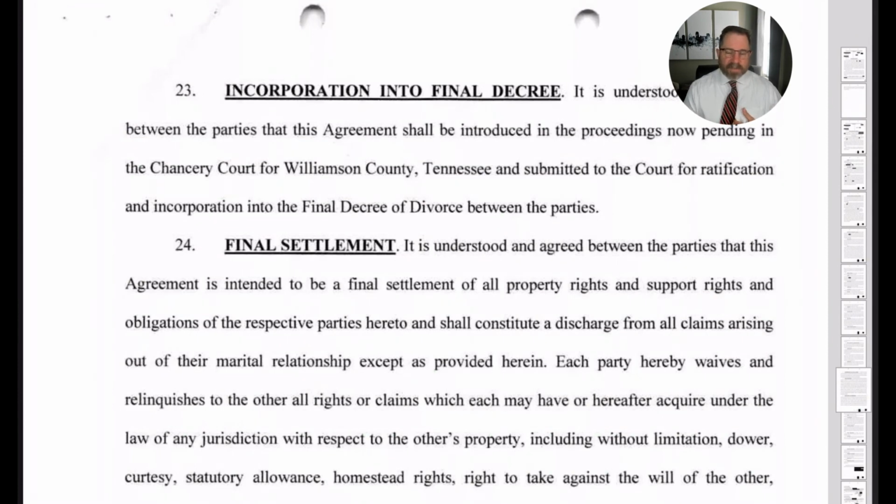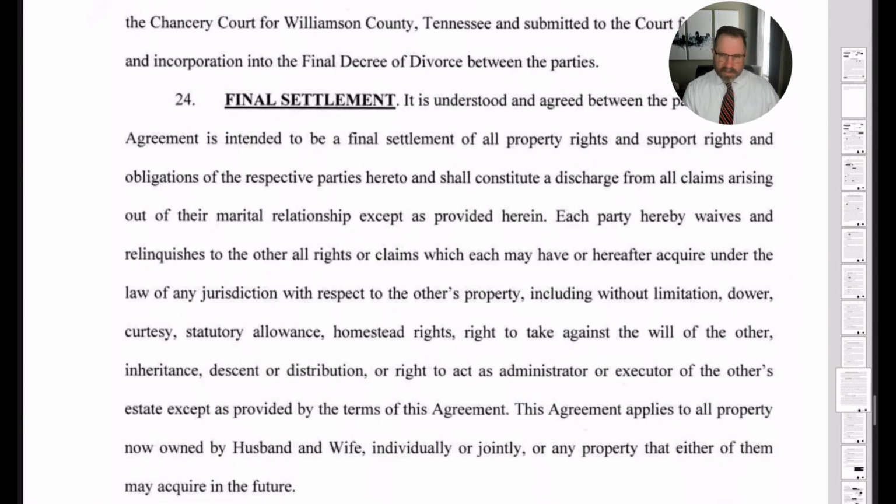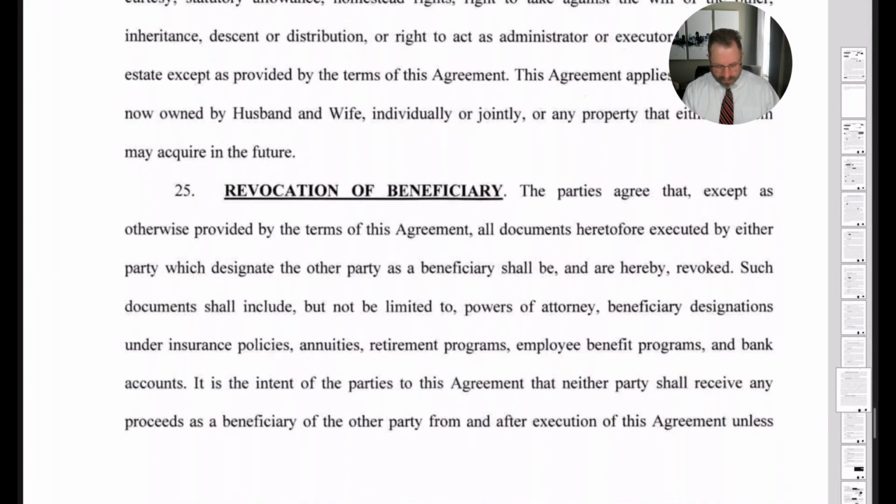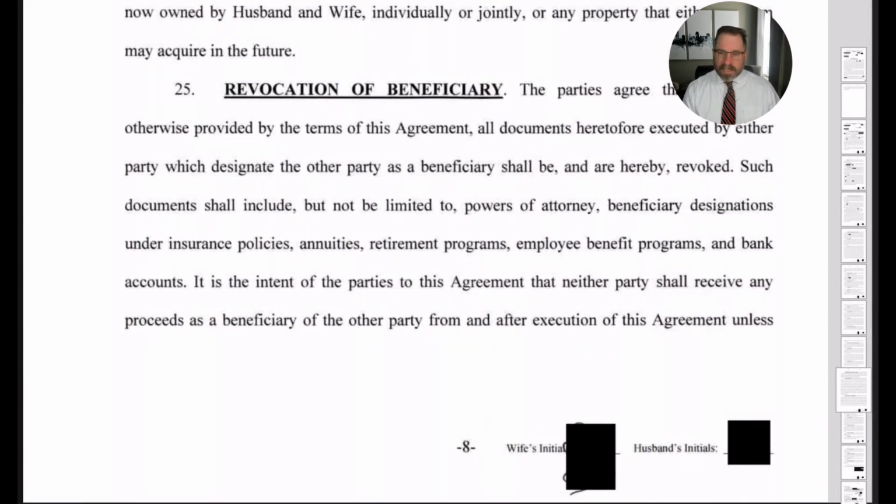Incorporation into the final decree seems obvious. If you're doing this deal and you're writing it down, this will be part of your final decree at the courthouse. Final settlement, lawyers like to say things 3, maybe 4 or 5 times. So the final settlement provision here provides that this is it. This is the whole deal. This is the only deal. And if it's not in here, then it's not a deal. It's not part of the deal.